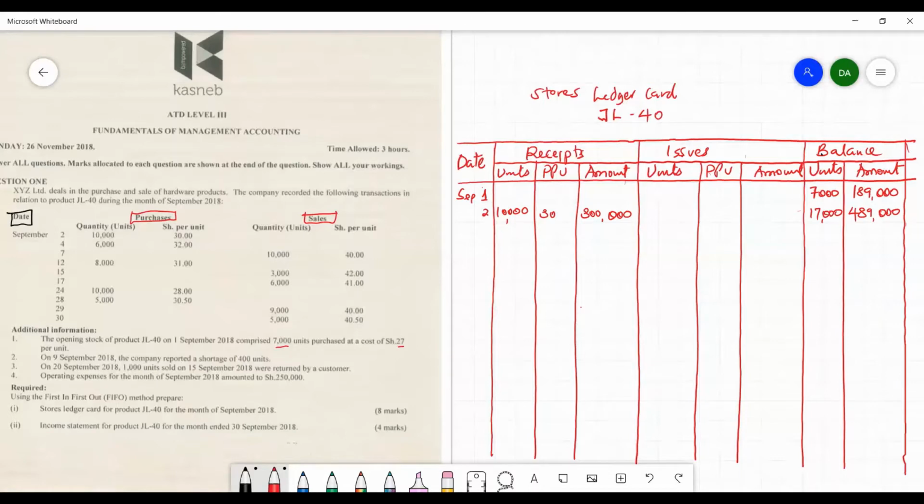The third transaction is on 4th of September. The company purchased 6,000 units at 32. 6,000 at 32. And that is going to give you a total of 192,000. And we update the balance again by adding 6,000 to 17,000. That will be 23,000. 192,000 you need to add to 489,000, that is on the amount column. And we get 681,000.